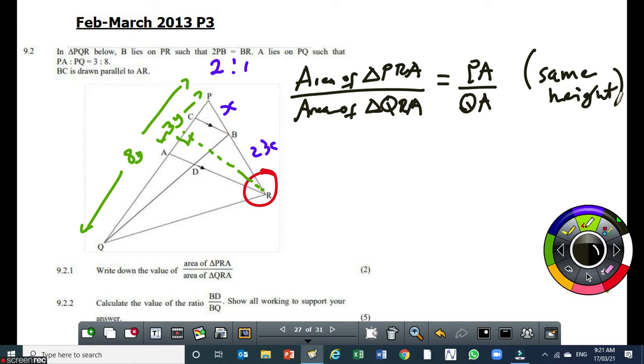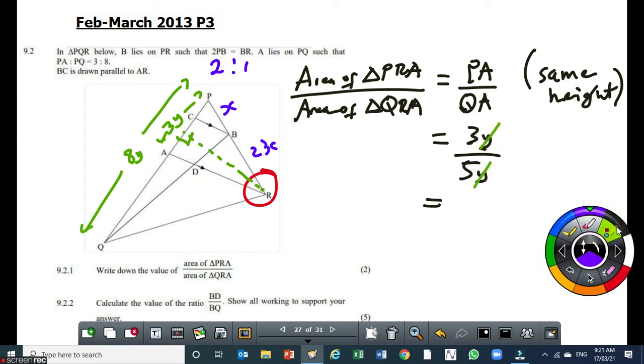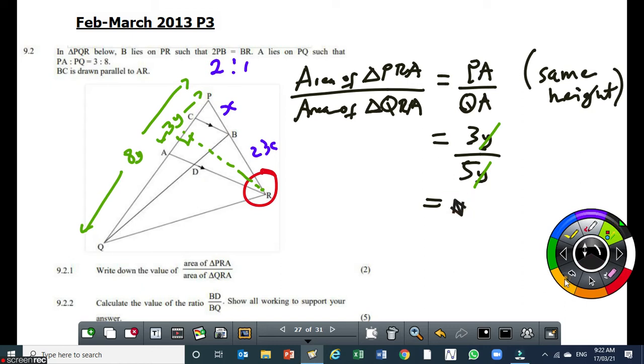Okay? Then I can locate my values here. My PA, that will be 3Y. My QA, that will be 5Y. Fortunately, this Y and that Y cancel. Okay, so my final answer will be 3 over 5.